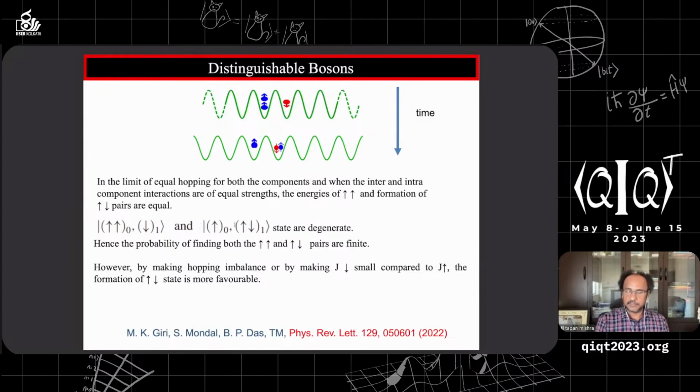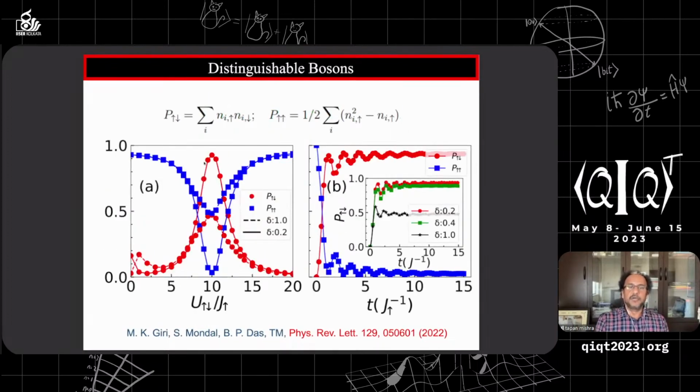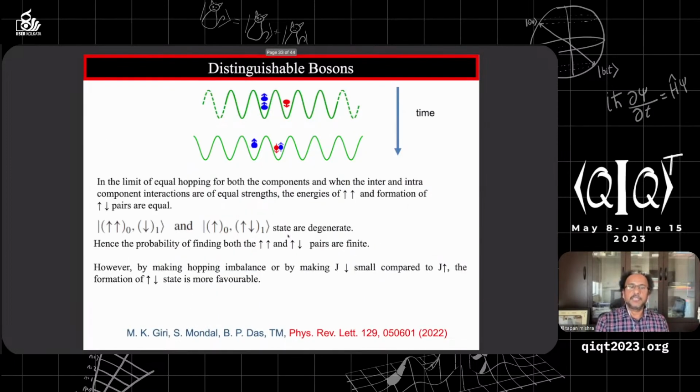So that is the reason why we see that the up down probability is increasing sharply at this resonance condition when delta is 0.2. Okay, so the details of this finding can be seen from here.